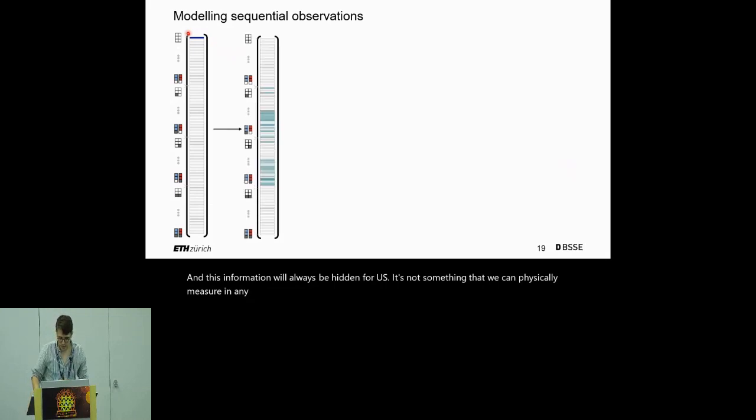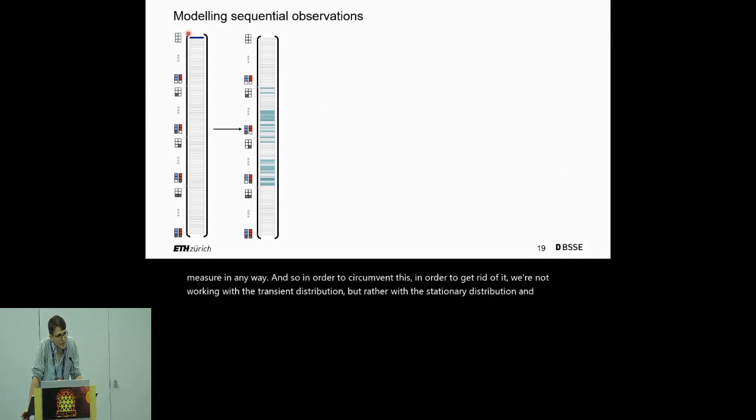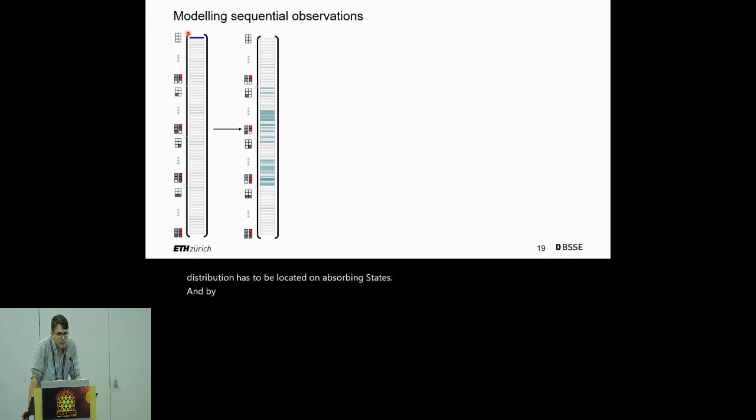And so, in order to circumvent this, in order to get rid of it, we're not working with the transient distribution, but rather with the stationary distribution. And from the theory of Markov chains, we know that the entire probability mass of a stationary distribution has to be located on absorbing states. And by construction, all our absorbing states are the states where an observation has happened. So effectively, we're modeling the distribution over potential tumor states at the time of first diagnosis.